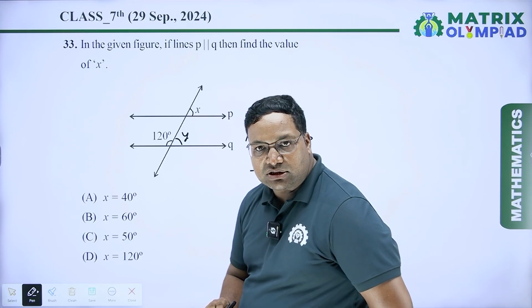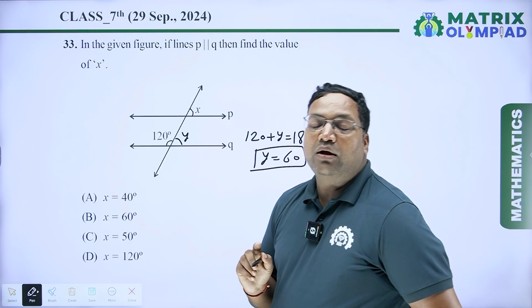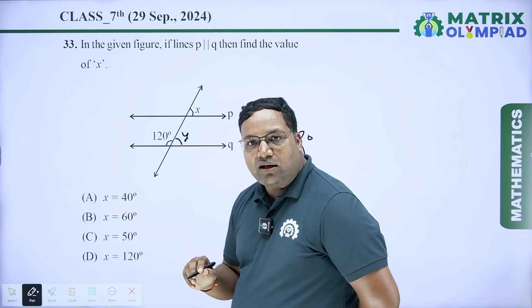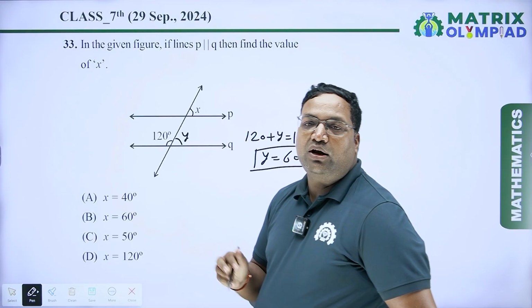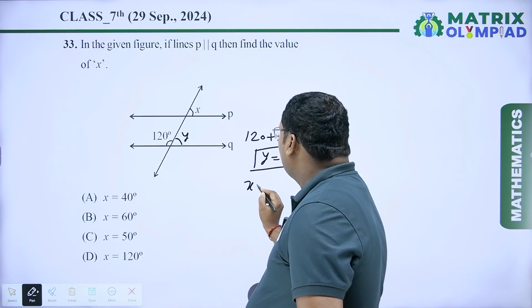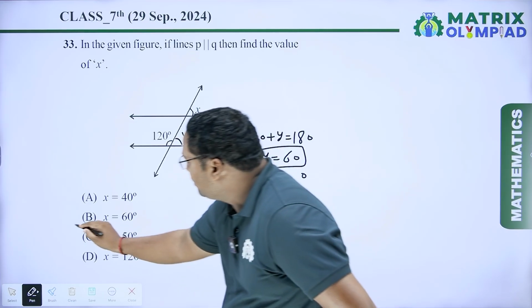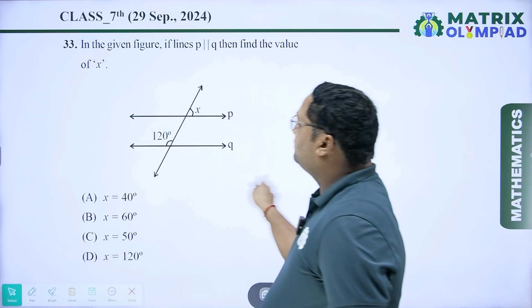So here y equals 60 degrees, and we know x and y are corresponding angles, and if the two lines are parallel, then corresponding angles are equal. So x equals y, which equals 60 degrees. So x equals 60 degrees. Option B is the correct option. Coming to the next question.